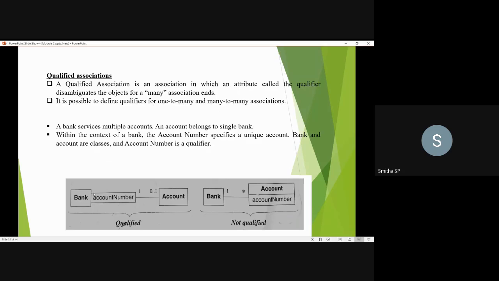Since account number is used as a qualifier, we call this association a qualified association. Here this is not a qualified association; they have represented it here as not qualified. Since this one has account number as a qualifier, it is a qualified association.